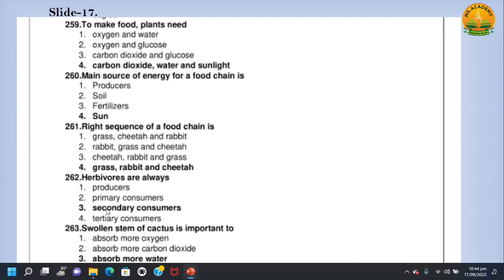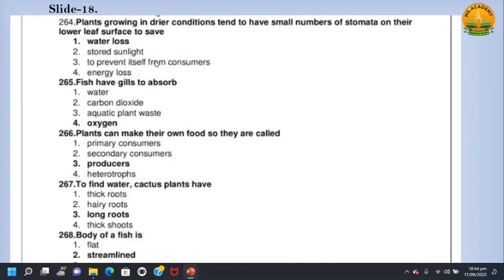Herbivores are always, right option is 3, secondary consumer. Swollen stem of cactus is important to, right option is 3, absorb more water. Plants growing in dry conditions tend to have small number of stomata on their lower leaf surface to save, right option is 1, water loss.